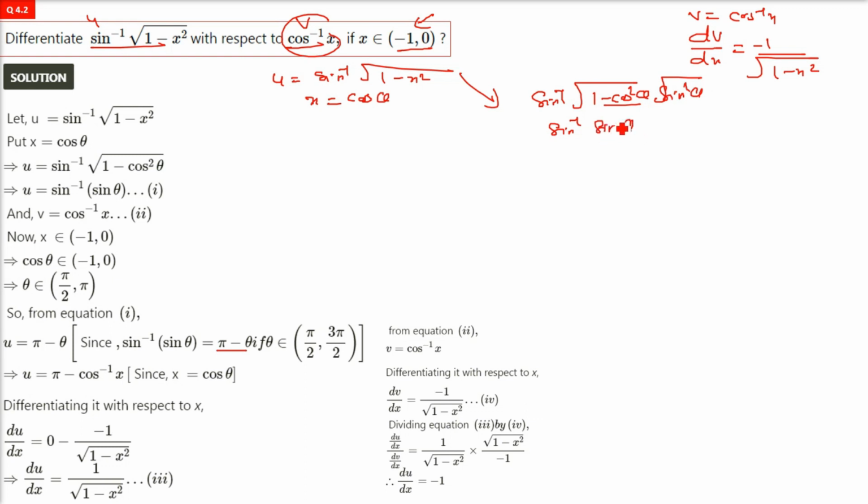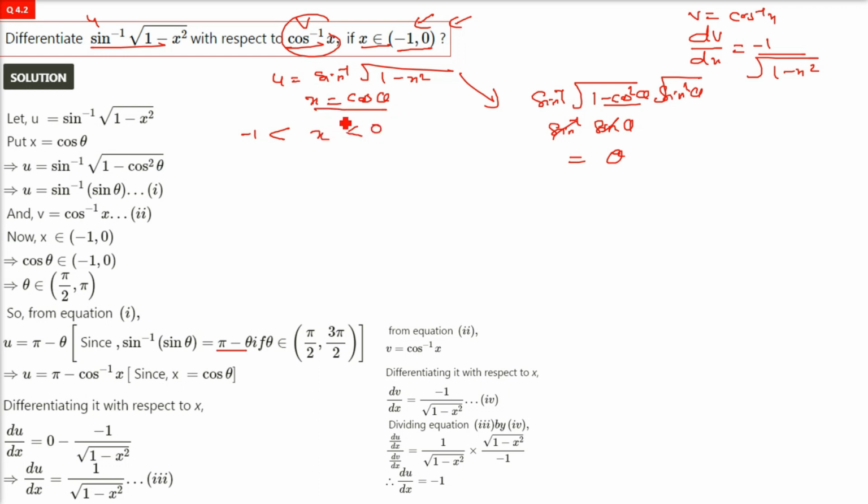Now sine inverse sine theta, so you can cancel this and the result theta is actually equal to cos inverse x, and you have to differentiate cos inverse x. That is what we have done in the previous question also. But now you will see the range, because the question is saying x is between -1 and 0. So we have to check that, and then the result will be theta or pi minus theta, according to that.